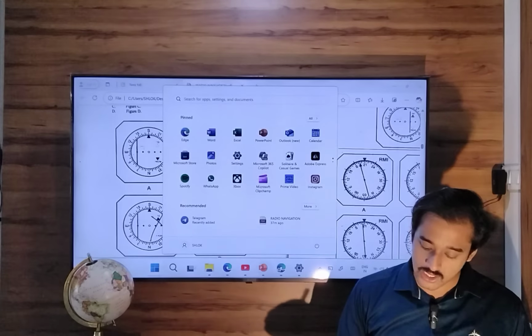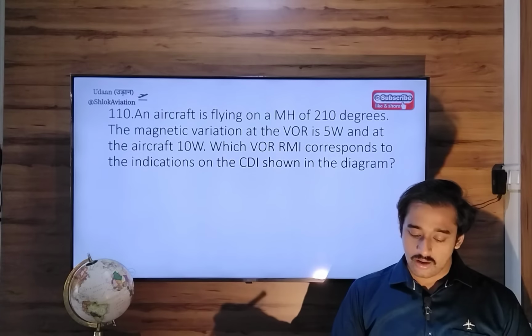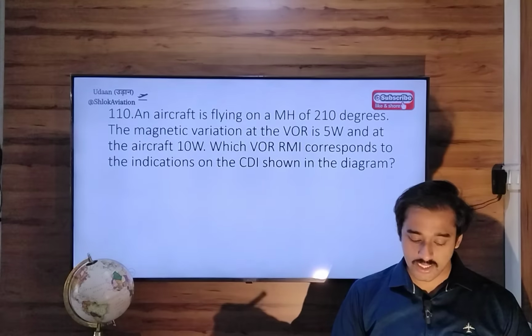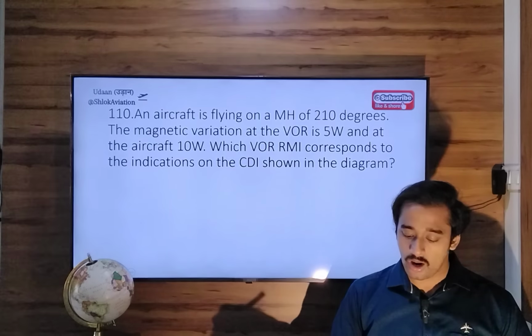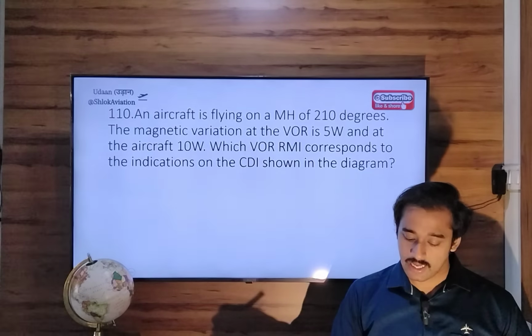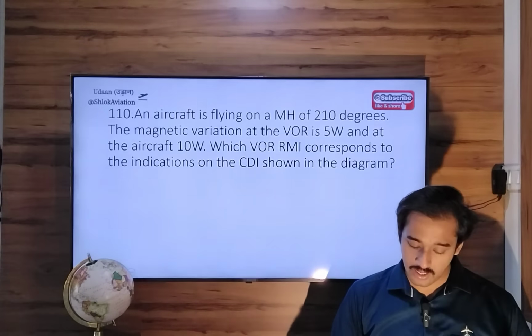Now let's go to the last question of this lecture. Aircraft is flying on a heading of 210. Variation at VOR is 5 west. Variation at aircraft is 10 west. Which VOR RMI corresponds to the indications on the CDI shown in the diagram? So heading is 210, so let's pay attention to that.